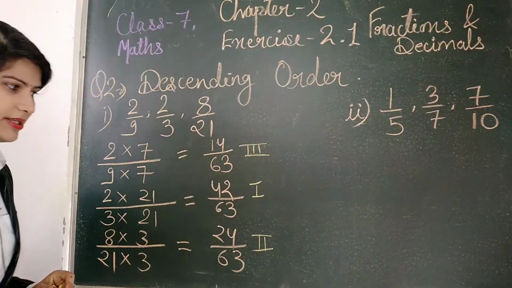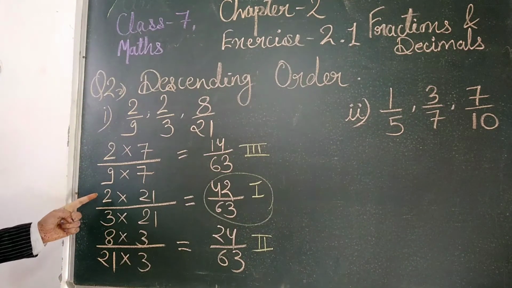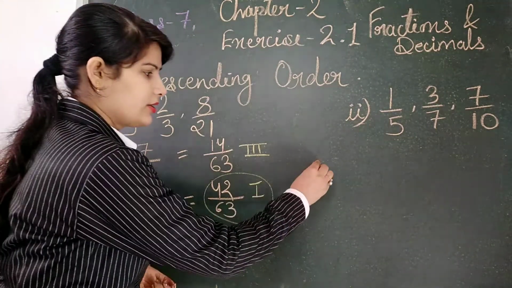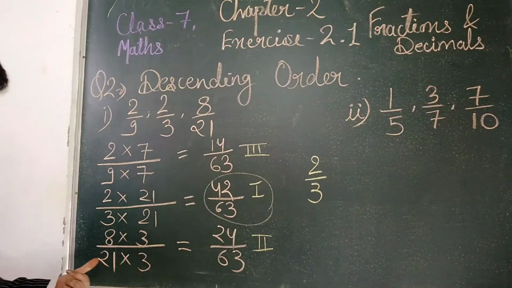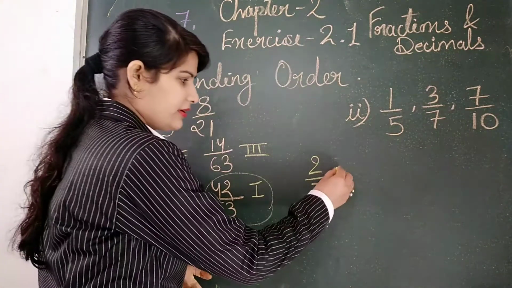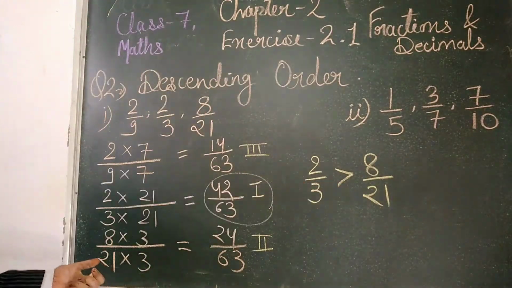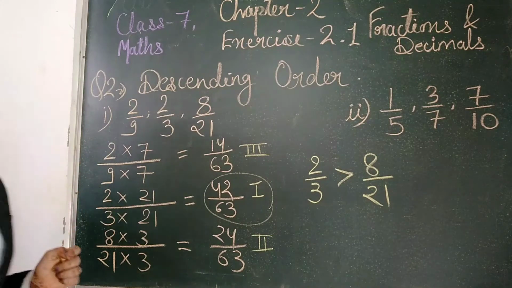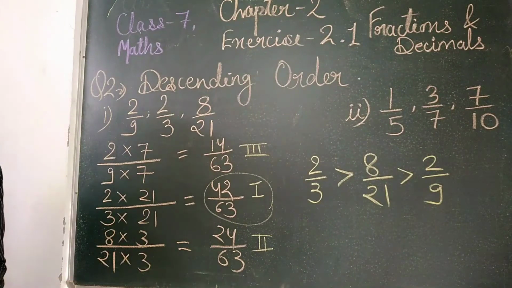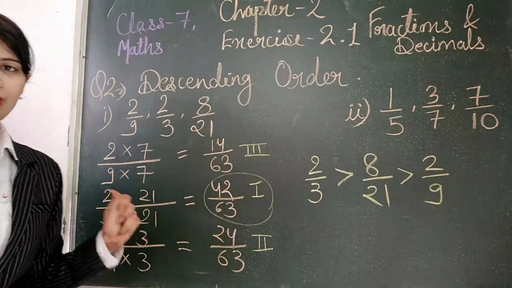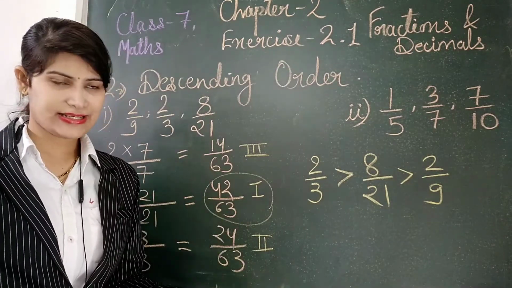Now what we have to do is write the original fractions for these numbers. What is our fraction? 2 upon 3. So first 2 upon 3. Now second is 24 upon 63, that means 8 upon 21, and the descending sign is there. Now what is third? 2 upon 9. This is also a very simple question, right? So I think now you are clear about arrangements. How can you arrange the numbers in descending or ascending order, right?